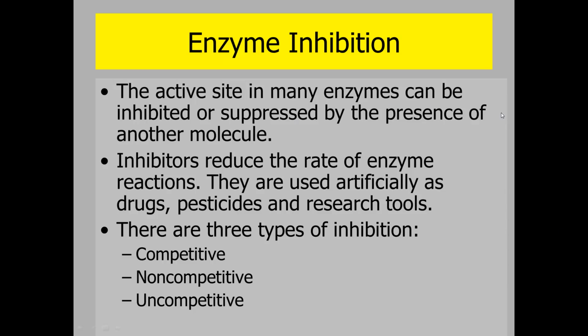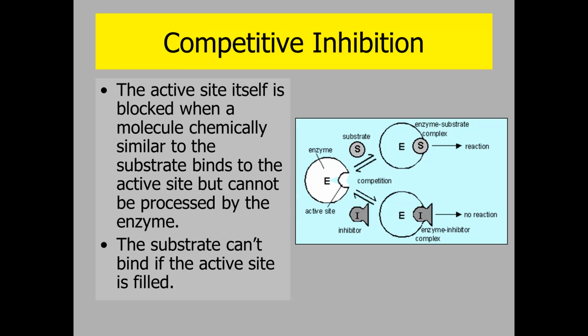So the active site in many enzymes is inhibited or suppressed by the presence of another molecule. And inhibitors reduce the rate of enzyme reactions. They can be used artificially as drugs. They can also be used as pesticides, and inhibitors can also be used as research tools in trying to understand basic mechanisms of action. So there's three types of inhibition that are most commonly described in enzyme activity: competitive inhibition, non-competitive inhibition, and uncompetitive inhibition.